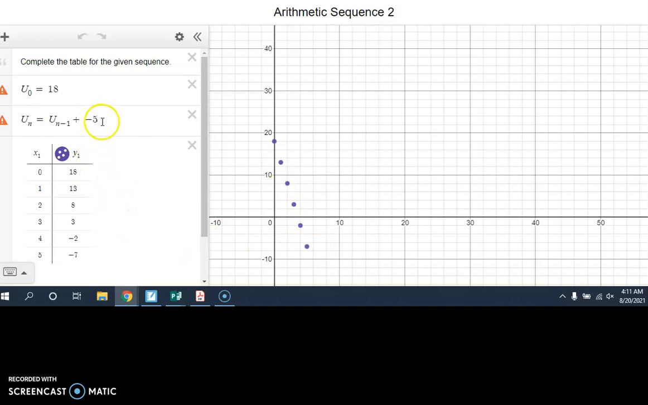The main reason why is because we continue to add the same number over and over again. So every time I move over 1, or increase x by 1, the answer is always going down 5, or we're always adding -5. And that's going to create a linear pattern because the points are being equally spaced as x increases by 1.